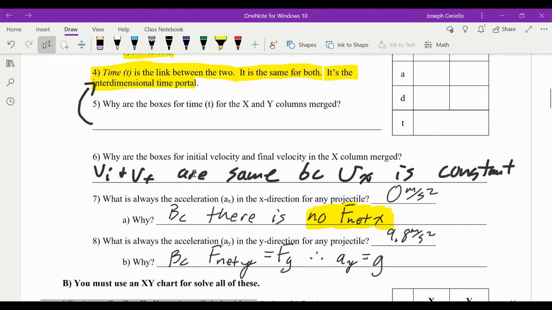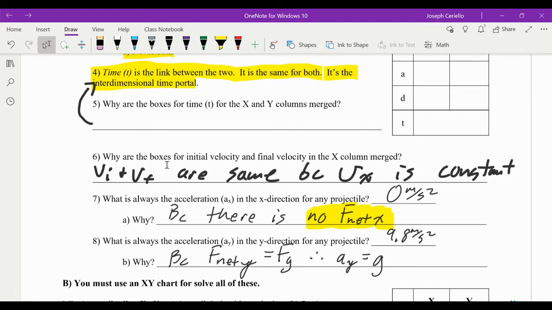All right. So why are the boxes for initial and final velocity in the x column merged? Vi and Vf are the same because Vx is constant. This ties into the next point. What is always the acceleration in the x direction for any projectile? 0 meters per second squared. Why? Because there's no net force in the x direction. You could also say there are no forces in the x direction.